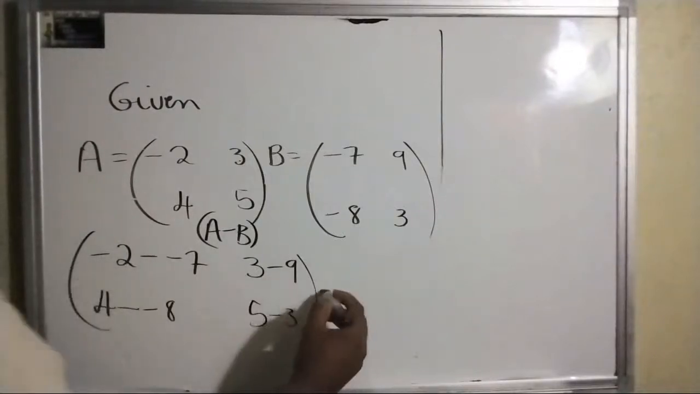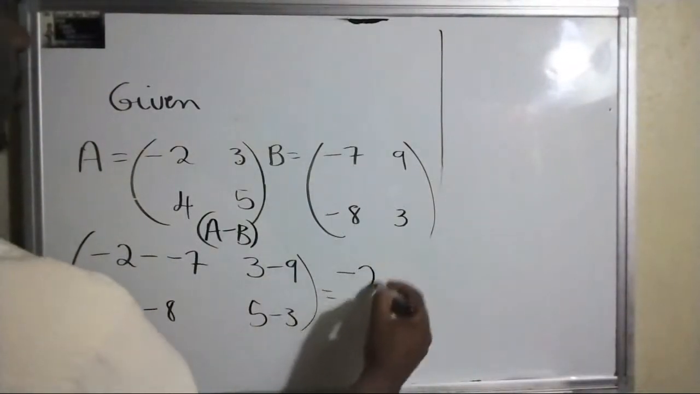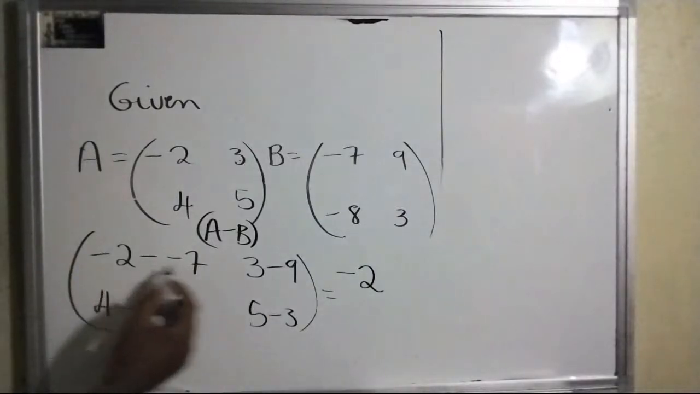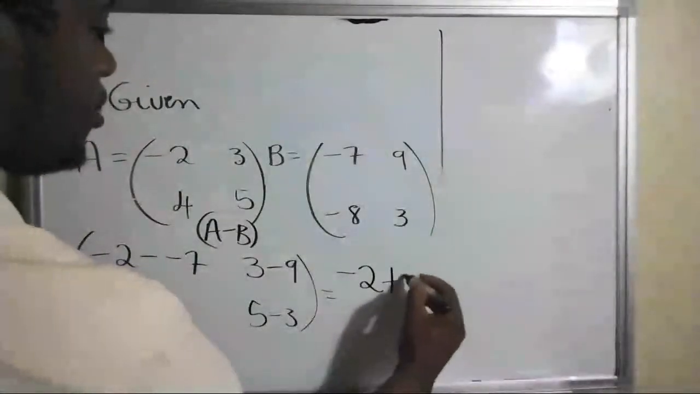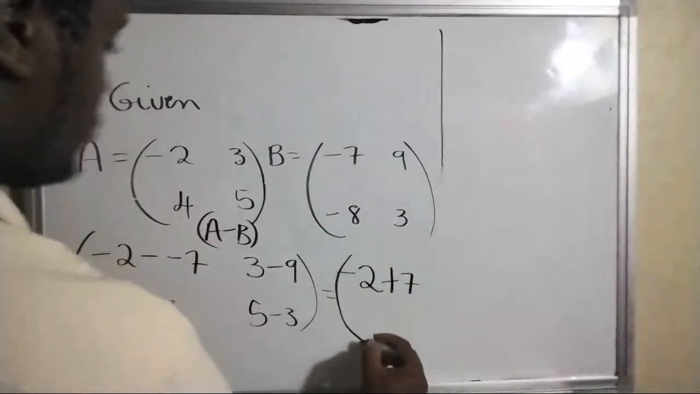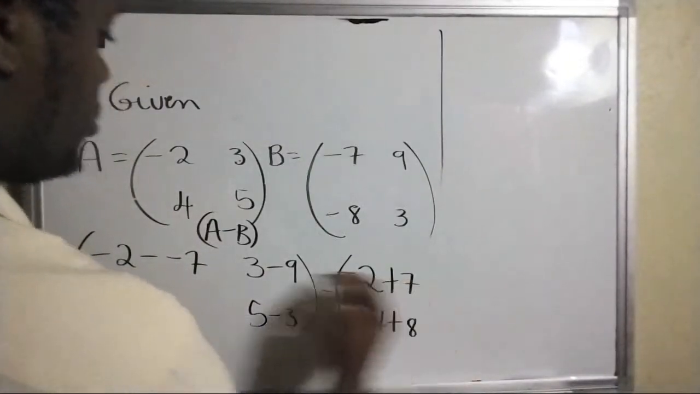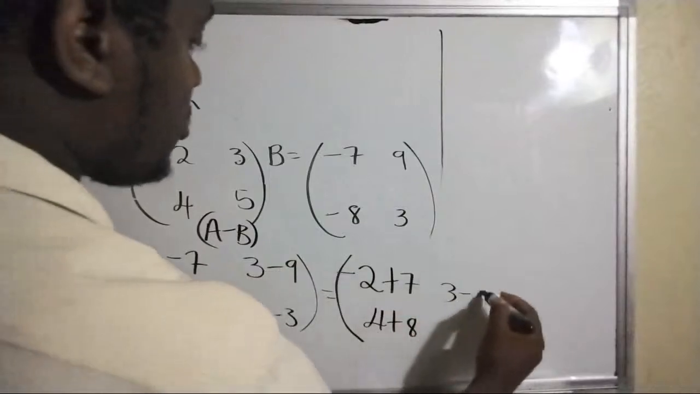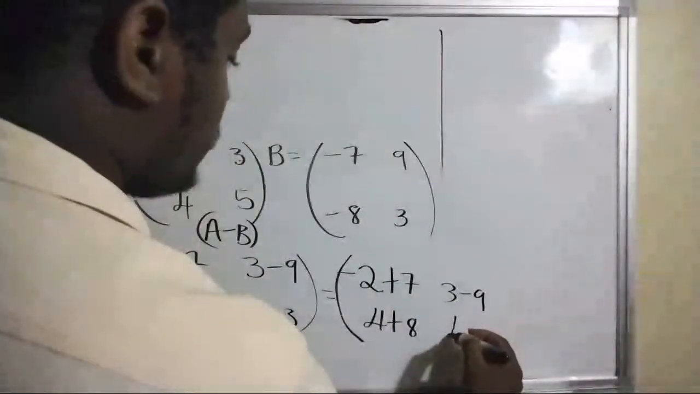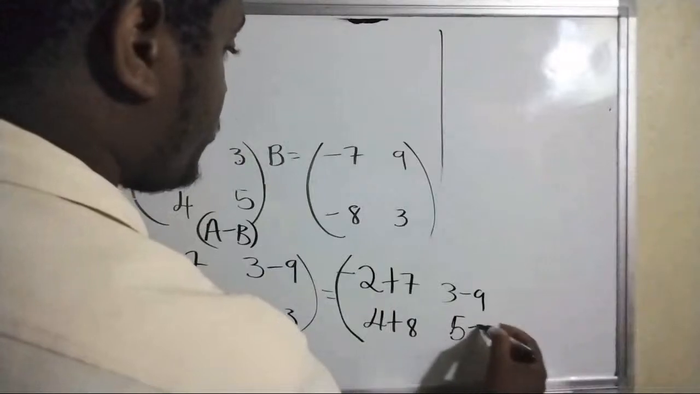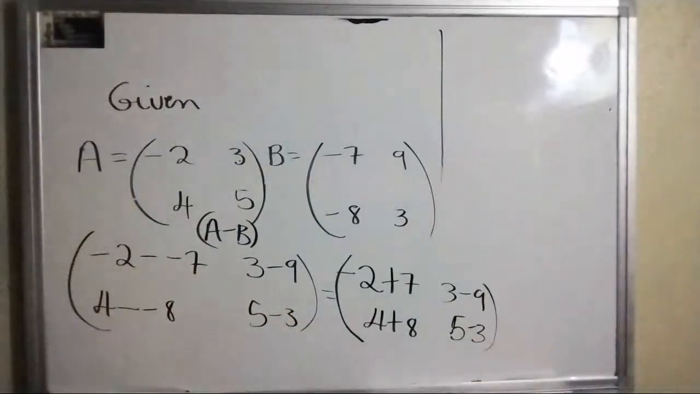So we have negative 2. We can break it down further. 2 negatives: negative times a negative gives us positive. And this same thing: 4 plus 8, 3 minus 9, and 5 minus 3. Could finish the maths now.